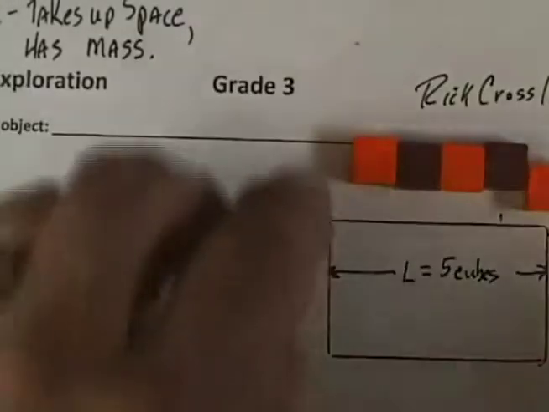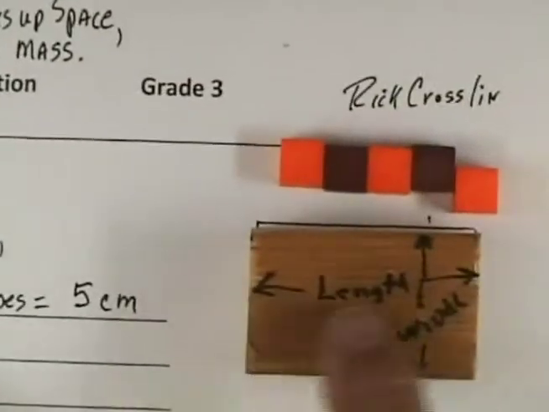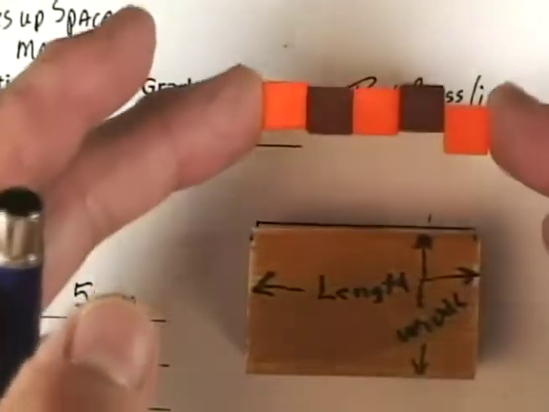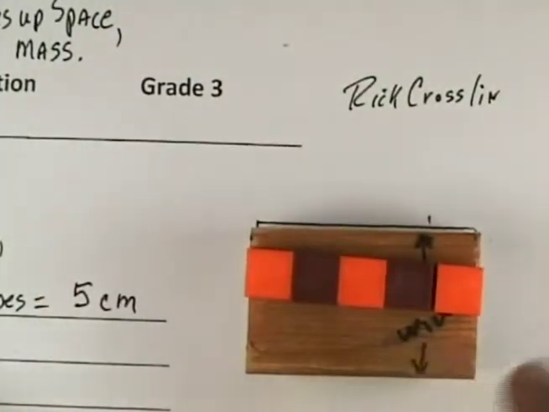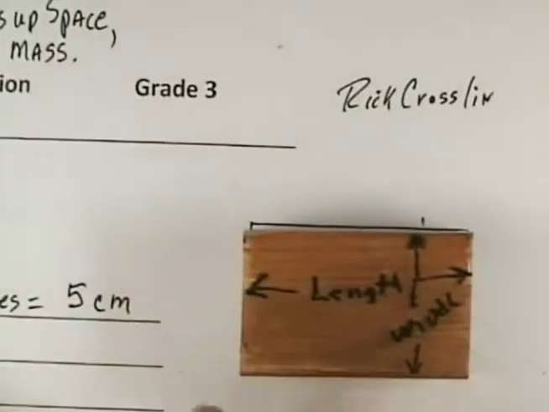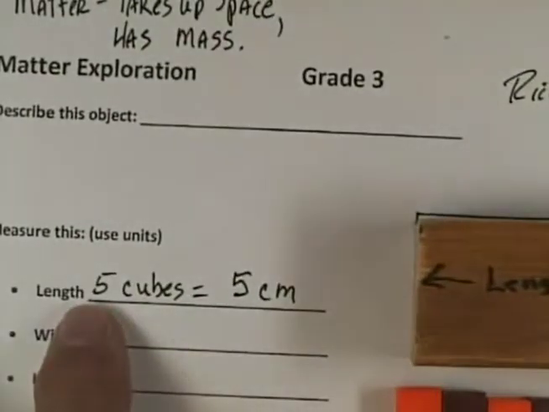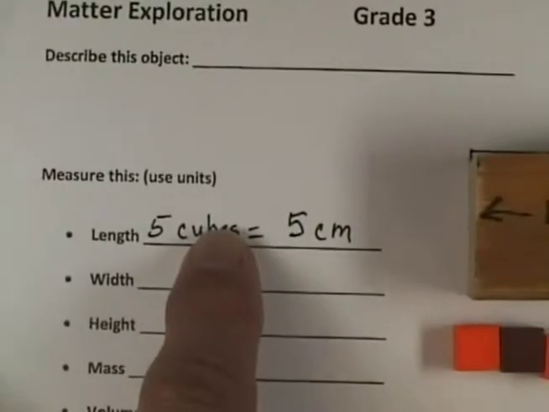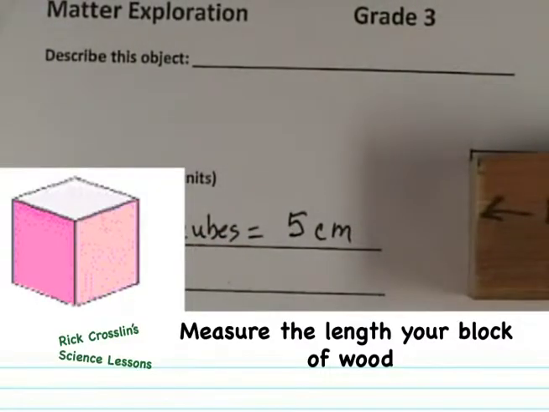What I'm going to do is I've written down the length. This is the length, how long it is, and I'm going to measure these out. And it looks like there's 5 of them. 1, 2, 3, 4, 5. So the length of my block is 5 cubes. And I know that 5 cubes equals 5 centimeters. Go ahead and measure yours.